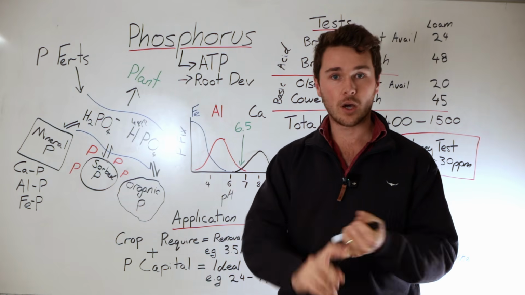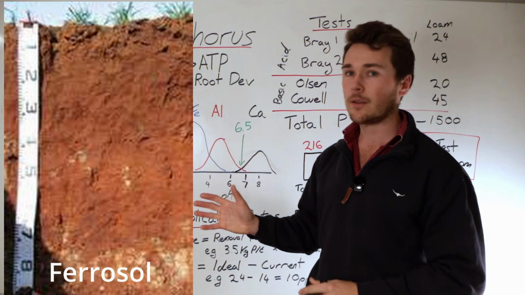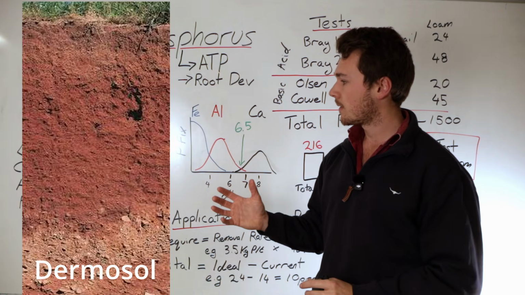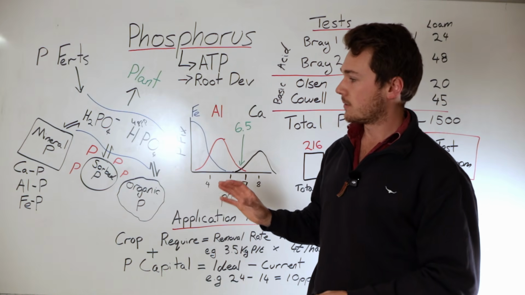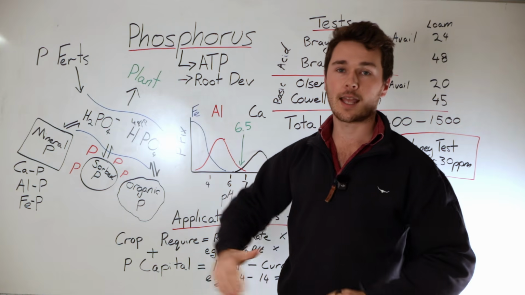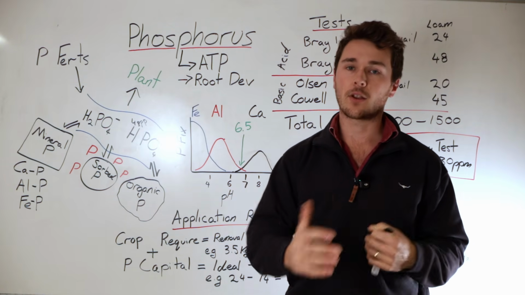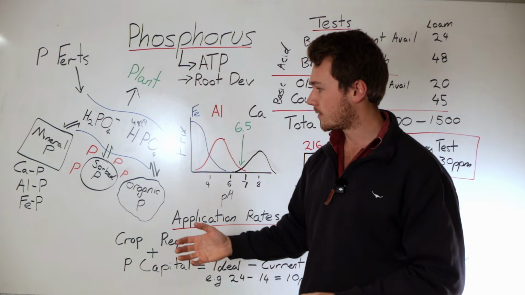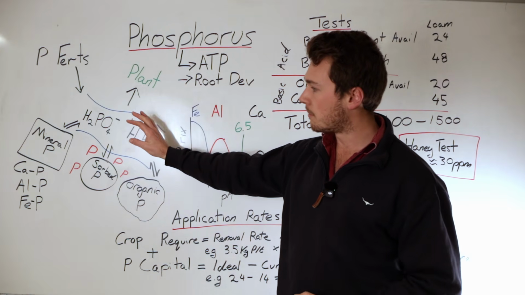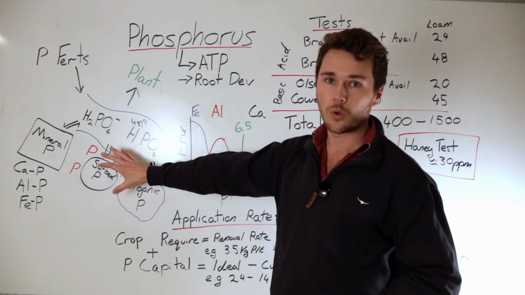So when you have a lot of iron, so in ferrosols, so you can see a photo here, that really bright red color. So if you're seeing that in chromosols, dermosols, a lot of clay content, those types of soils can absorb phosphorus to a greater extent than, say, light sandy soils that don't have that much clay or iron content, which means less of the phosphorus is going to be in that soluble form and more of it is going to be in the stored phosphorus.